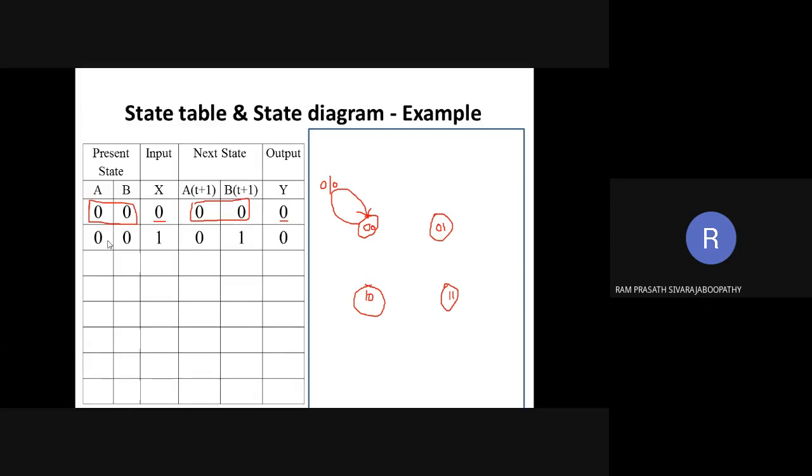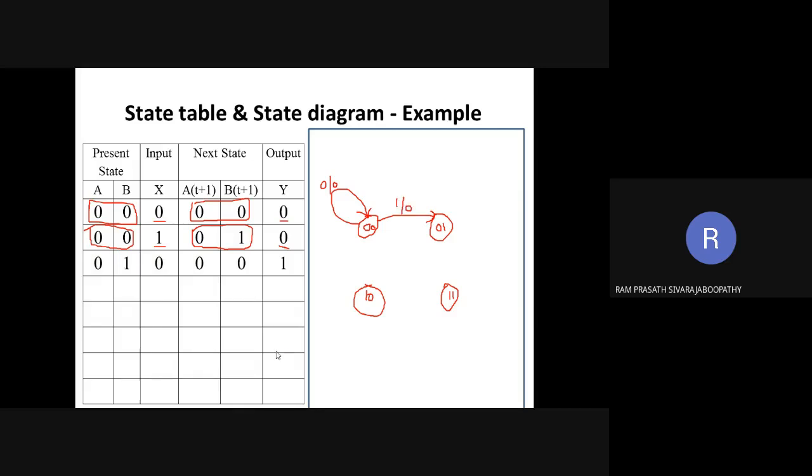Now the present state is 0 0 and the next state is 0 1. See, when it moves from this state to this state, giving the clock pulse alone is not enough. The input must be 1. So what does the output become at that time? It becomes 0. What it means is, from present state 0 0 it has to move to next state 0 1. So what about the input? 1. The output is 0.